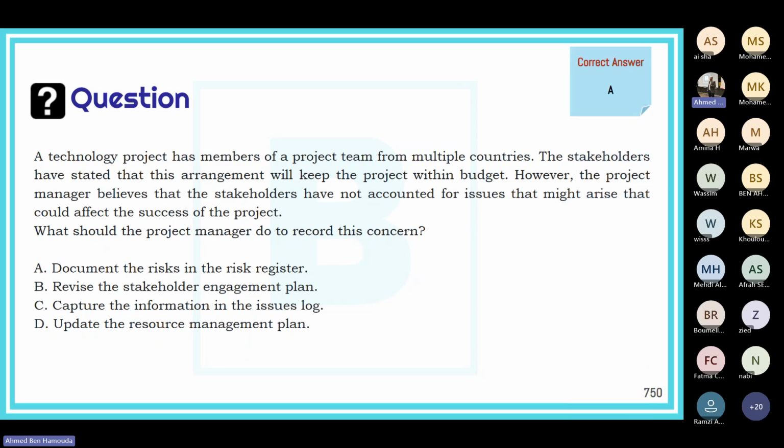Since here they haven't identified risks about how having a team from multiple countries could affect the project, definitely we need to document the risks in the risk register. That's not about a problem with the engagement plan of the stakeholders, and it's not a problem with resource management. And this is not an issue because it did not happen yet, because it says might arise. Here we're talking about risks. Okay.